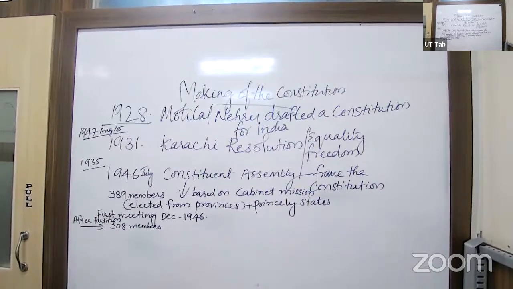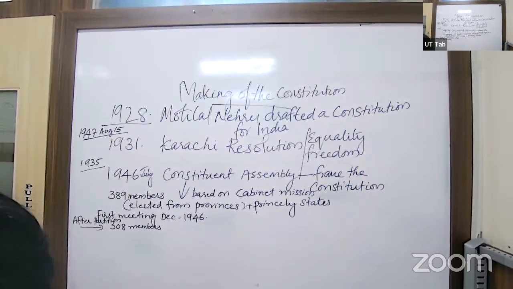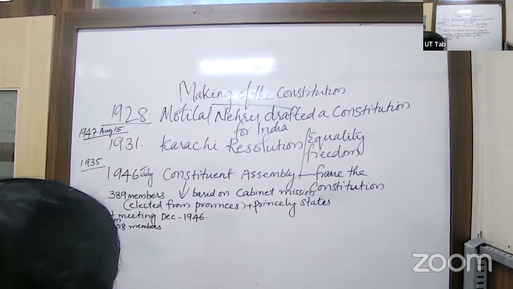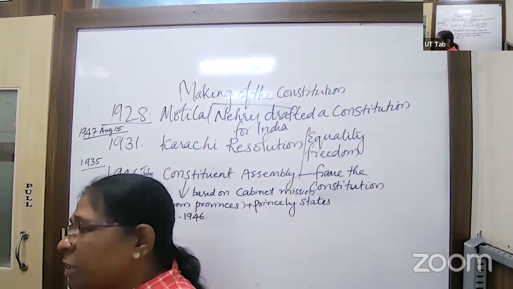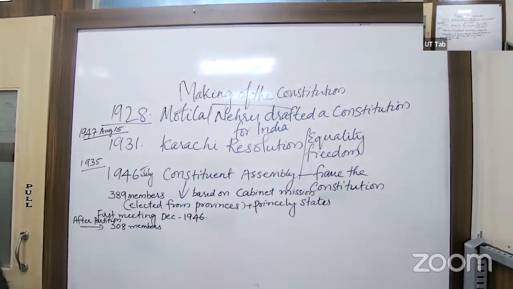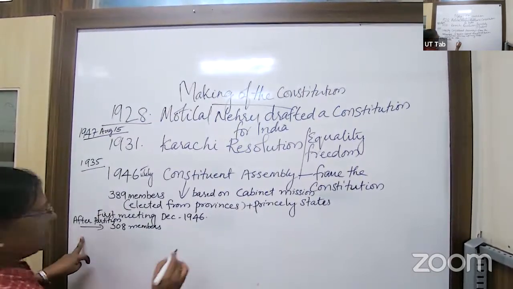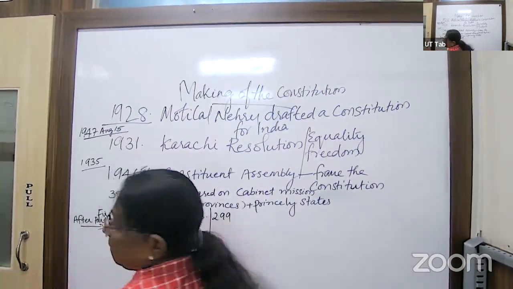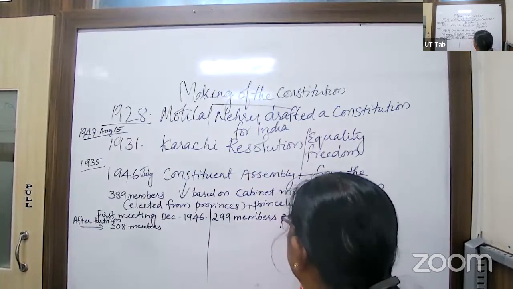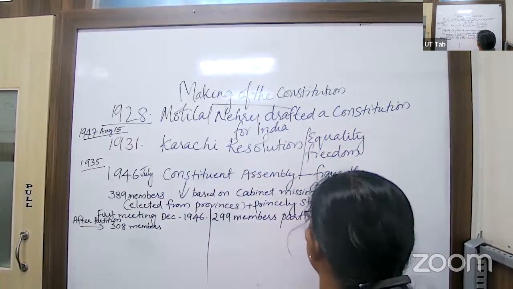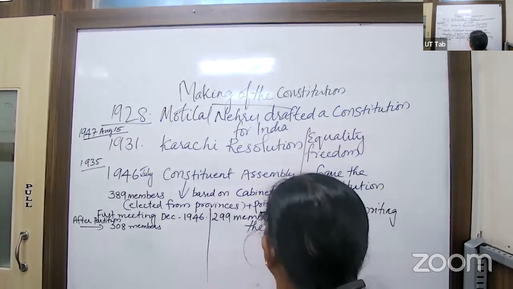Now, the assembly represented people of all shades and opinions, the regions and communities. I have told you, those religious groups, minorities and all, who were not elected to the Constituent Assembly were nominated. So every section was included in this. The Constituent Assembly that wrote the Indian Constitution had 299 members. 299 members participated in writing the Constitution.